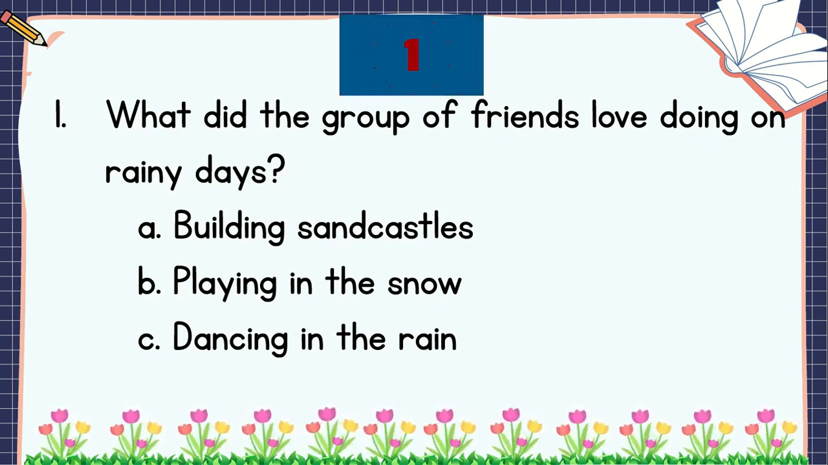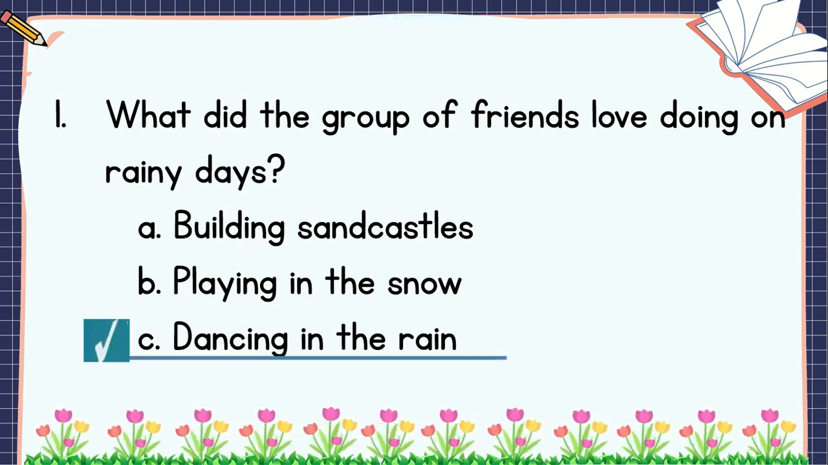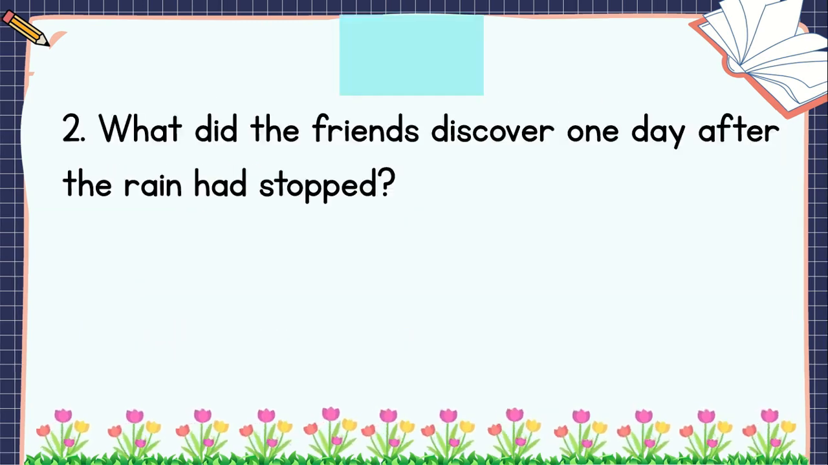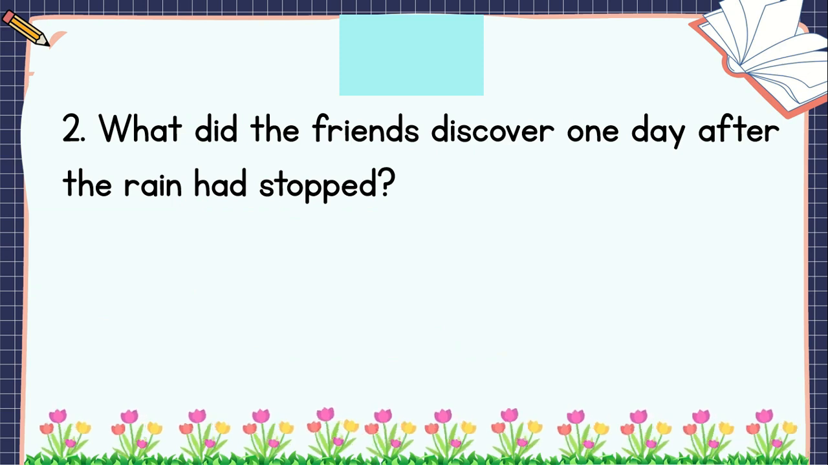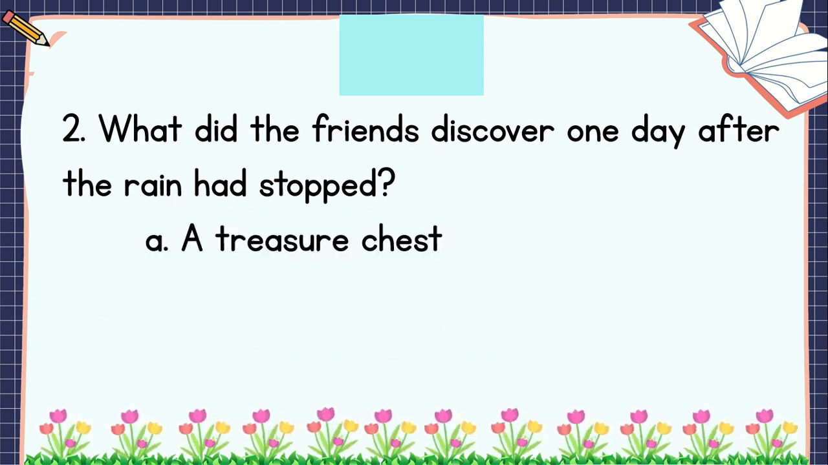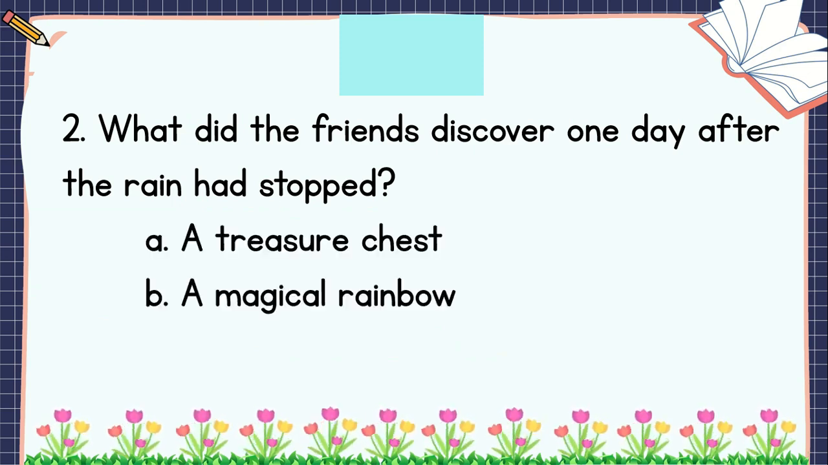You're right. The correct answer is letter C. Dancing in the rain. Number 2. What did the friends discover one day after the rain had stopped? A. A treasure chest. B.